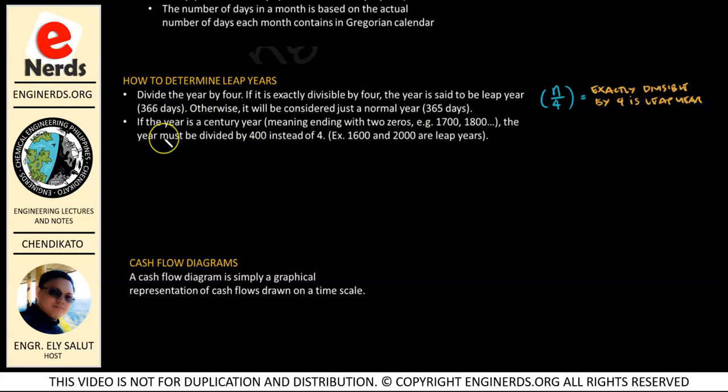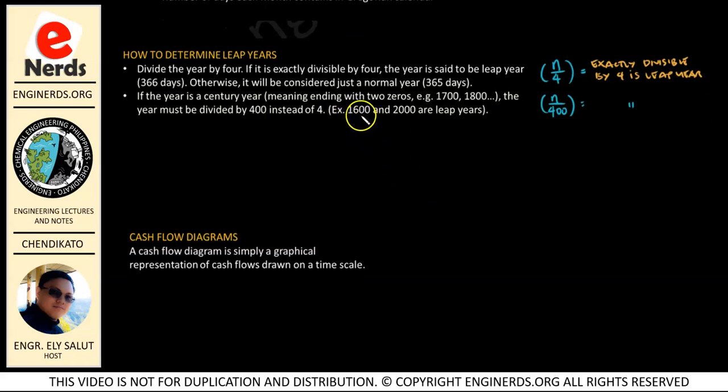Now, kapag ang year na ating ika-calculate is a century year, meaning yung last 2 digit niya is parehong 0, like 1700s or 1800s, the year must be divided by 400 instead of 4. So, on this case, we have n divided by 400. Okay? So, it will be the same. Okay, so tignan natin yung mga example natin. So, it says here that 1600 and year 2000 are leap years.